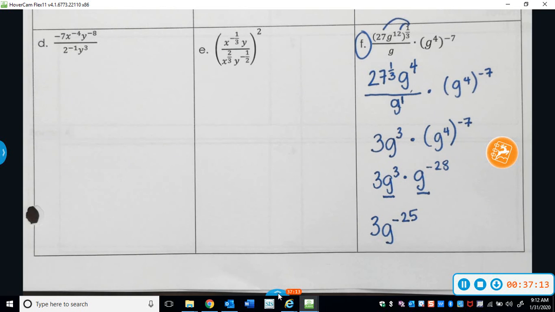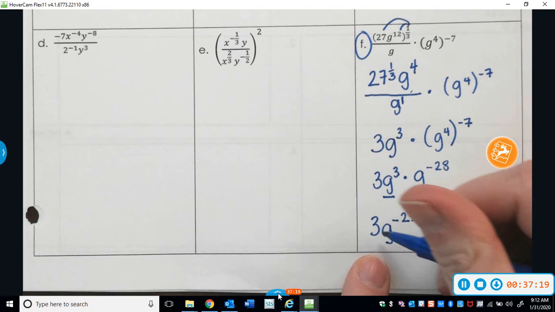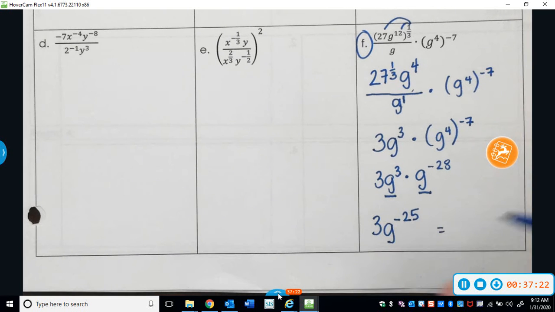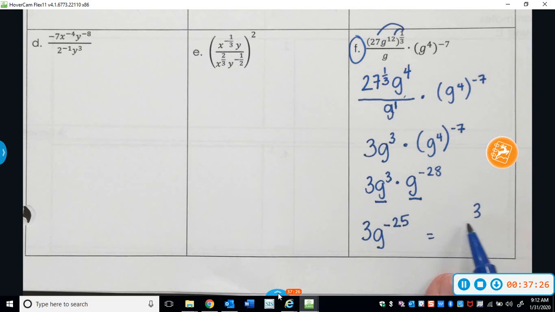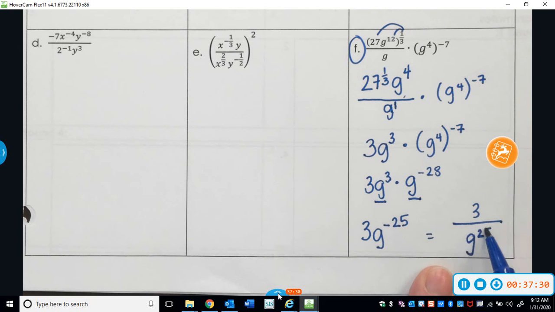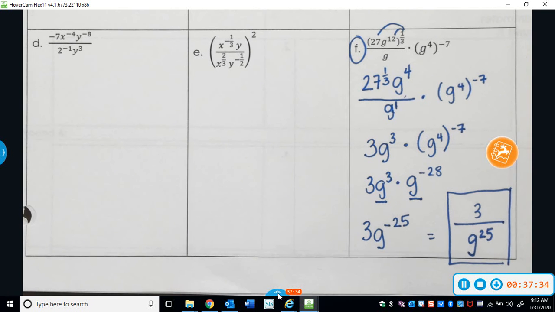Can someone tell me why this is not going to be my final answer? Perfect. Good. Does the 3 need to move as well? No. Okay. So that's a common mistake, looking at this and saying, oh, that's all one thing, I'm going to move the whole thing. The 3 will stay where it is, but that negative exponent is going to make this move down, and now it'll have a positive exponent of 25.